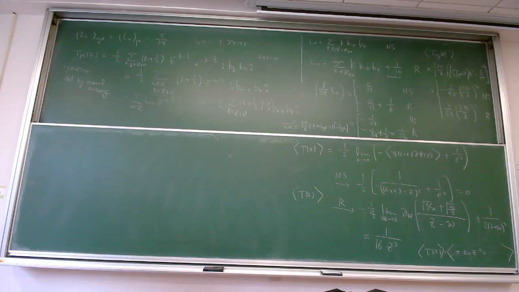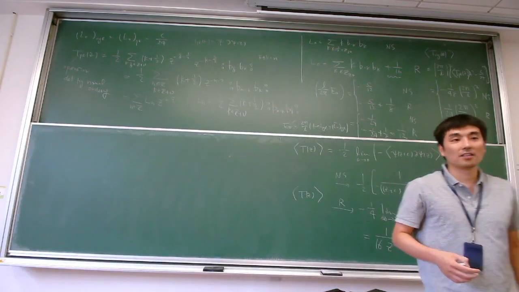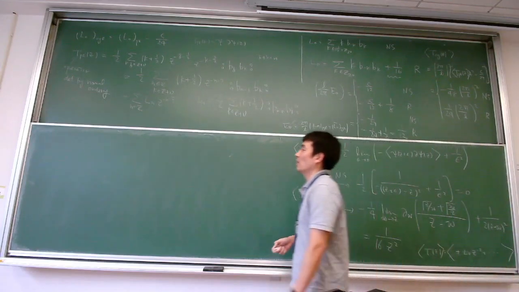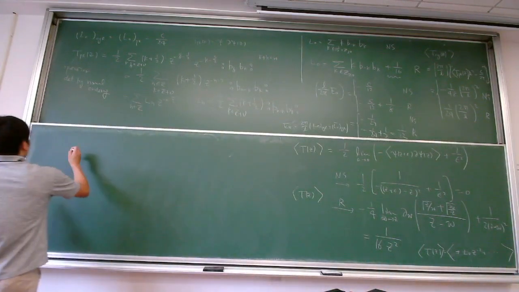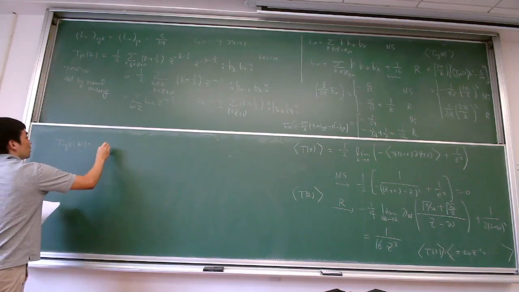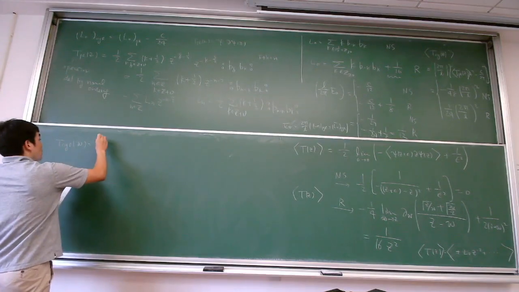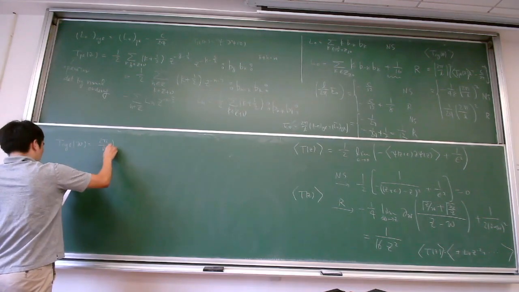It's coming from the conformal transformation of the CFT. We know that T cylinder of W is indeed equal to, I forgot the precise form, 2 pi over L squared.